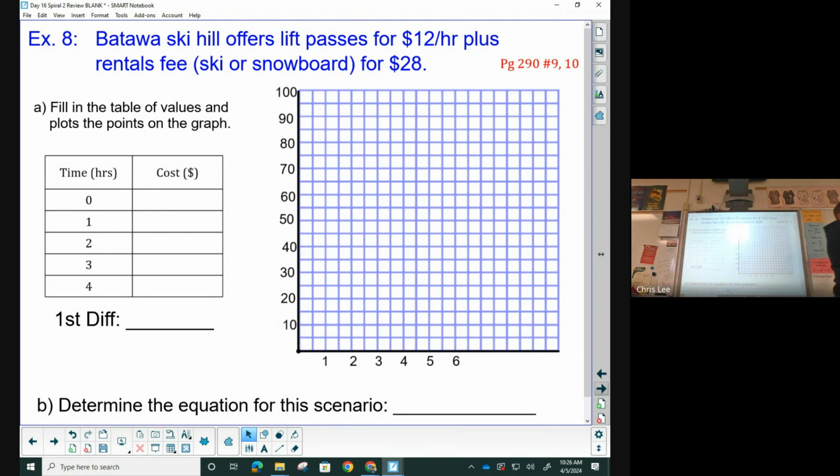Batavia Ski Hill offers lift passes for $12 per hour plus a rental fee of $28. So if you go there, rent some skis, and ski for 0 hours, how much is it going to cost you?